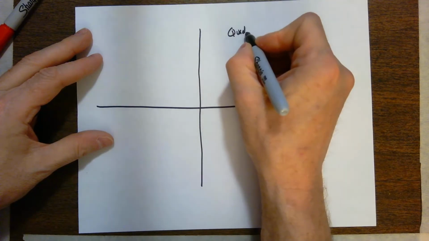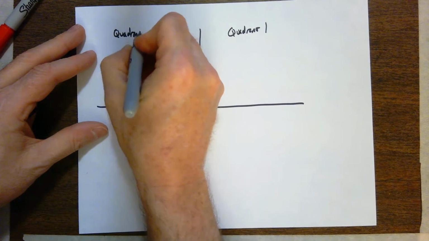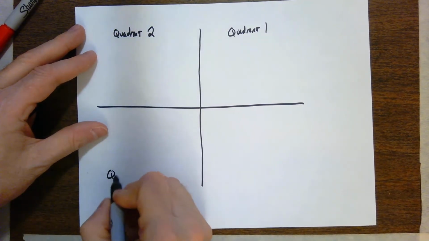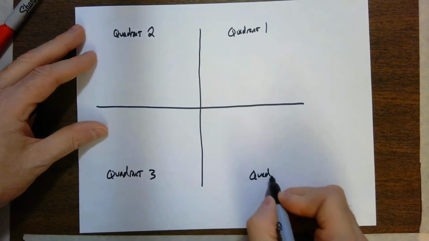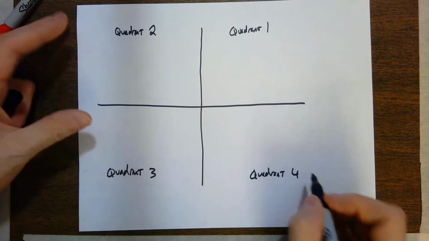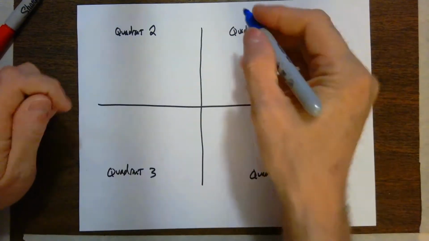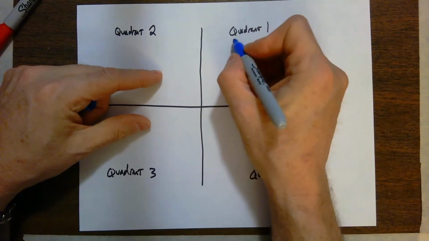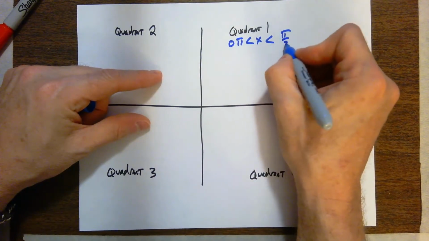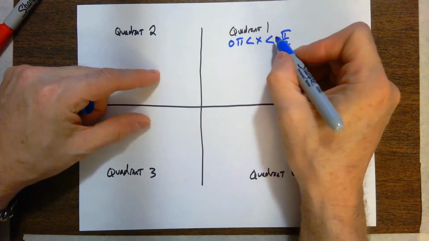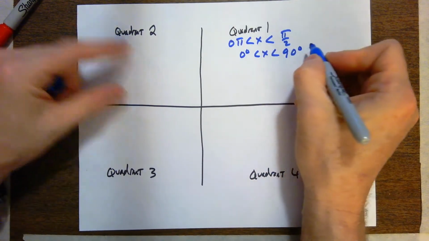Quadrant 1, Quadrant 2, Quadrant 3, and Quadrant 4. Now, what do I know about each of the quadrants? Well, the first, I know that the angles here are between 0 and pi over 2 in radians, or 0 degrees and 90 degrees.